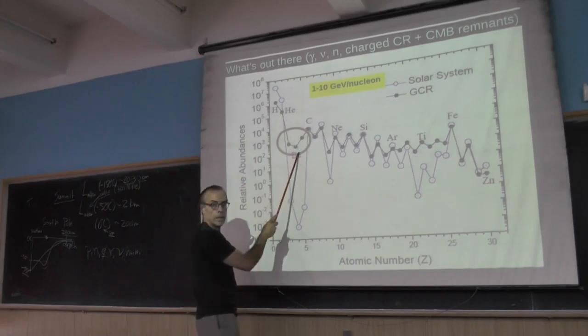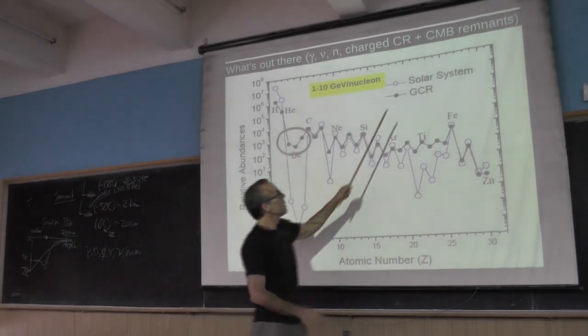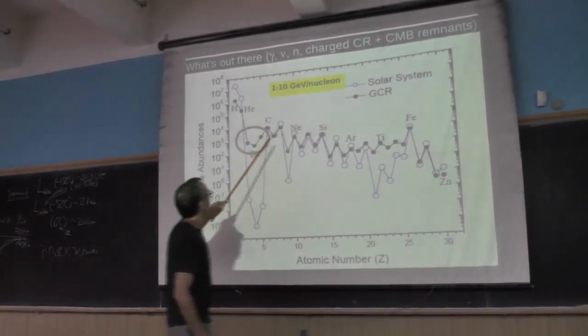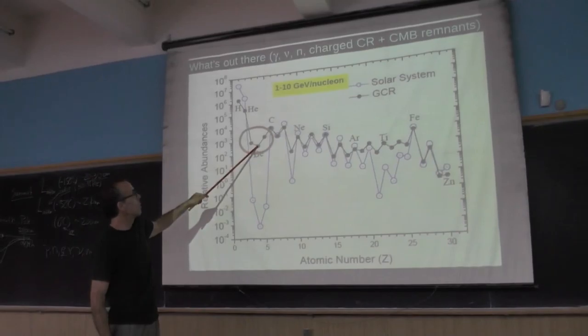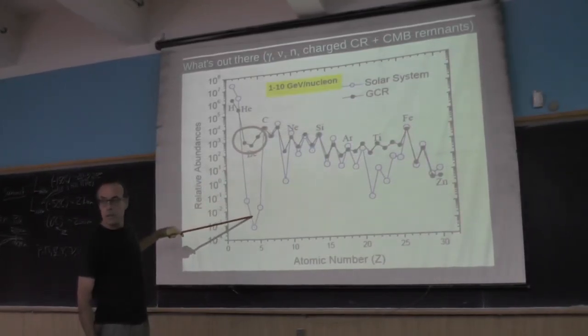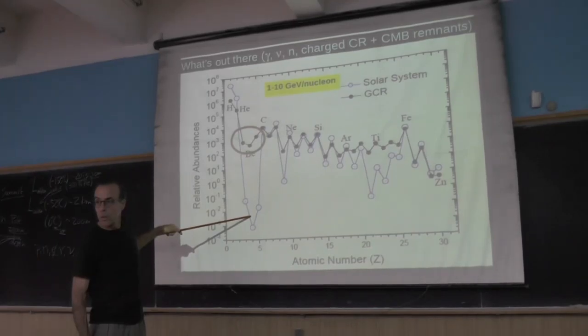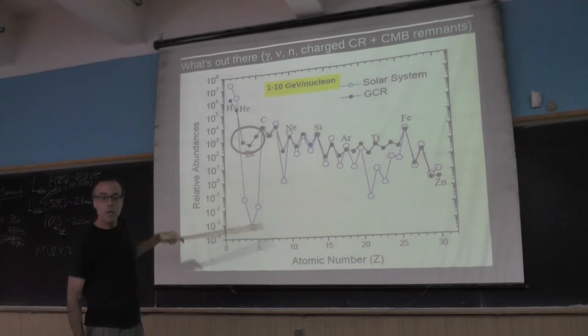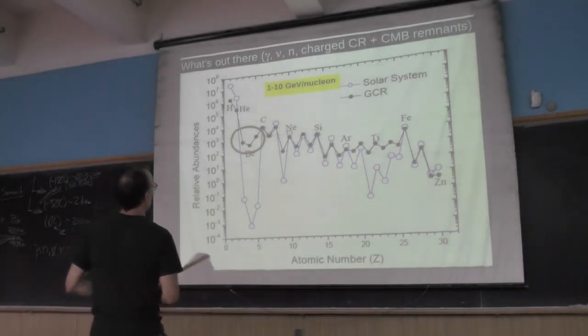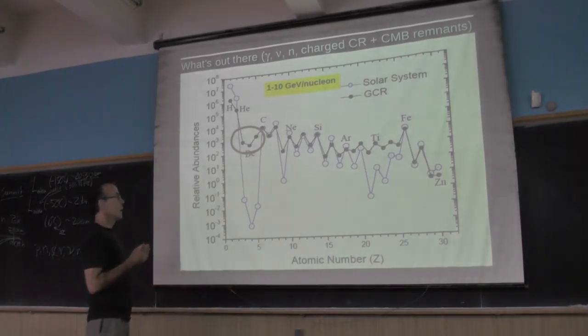Any idea why galactic cosmic rays would have more beryllium, for instance, or lithium or boron than we see in the solar system? Does anybody know why this is? Sorry? The sun is an older star. Not quite.